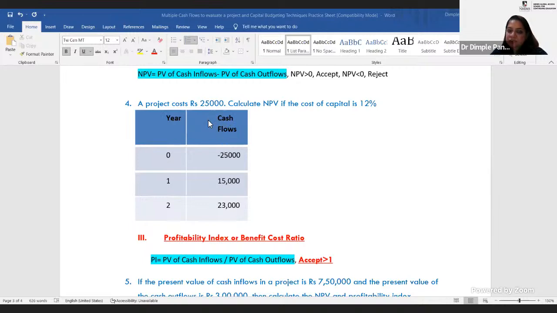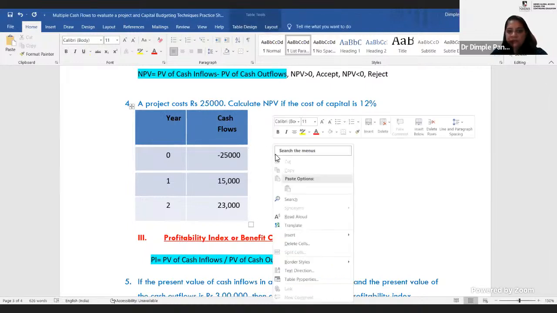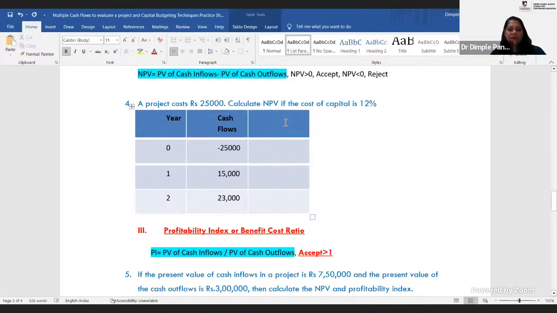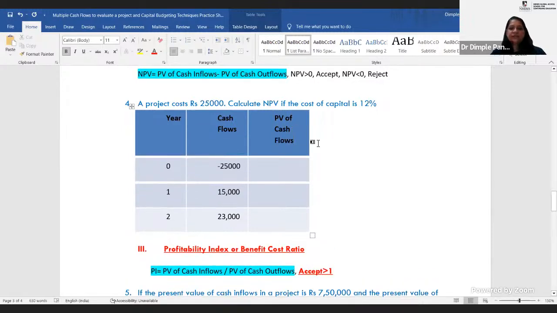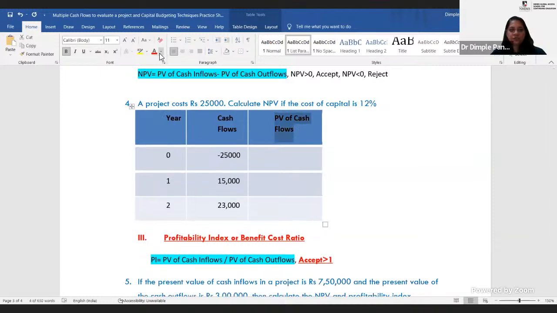This is just the cash flows from the investment activities. So I invest 25,000. The first year I get 15,000. Second year I get 23,000. I need to find out the net present value. So I can definitely do that and find out the present value of cash flows. Quickly tell me the values of the cash flow so that we can estimate what could be the net present value of the project.